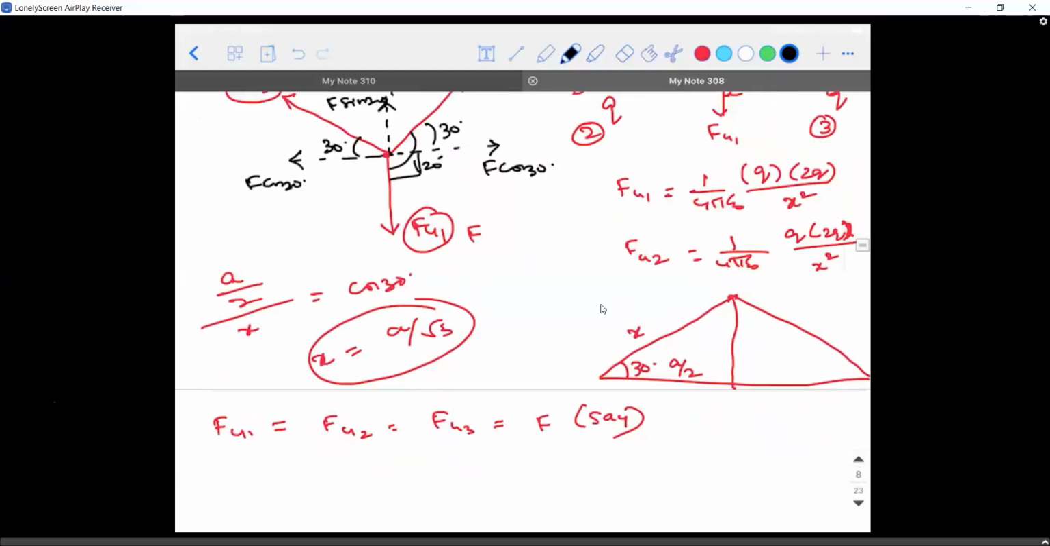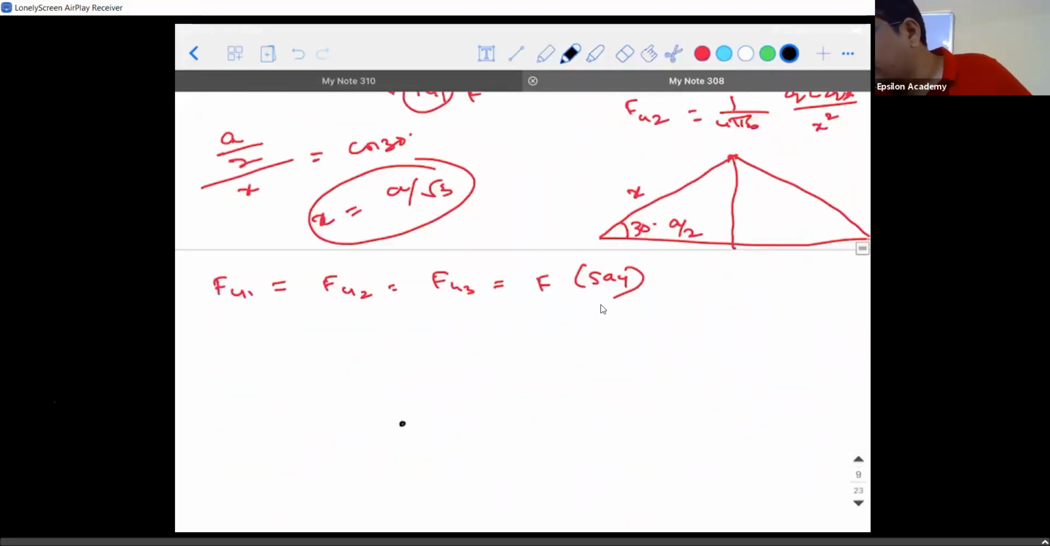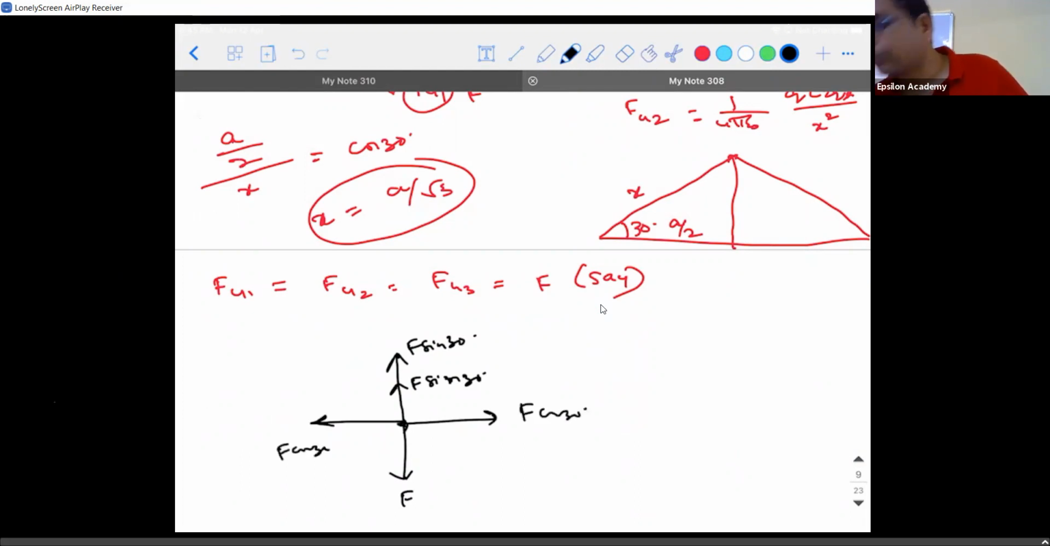Now, this is how the diagram will be. One F sin 30 and the other F sin 30. And downward there is a force F. Horizontally there is F cos 30 and here also F cos 30. Now what are all the forces that get cancelled? F cos 30 and F cos 30 will get cancelled because they are of the same magnitude and opposite direction. F cos 30 and F cos 30 are gone.